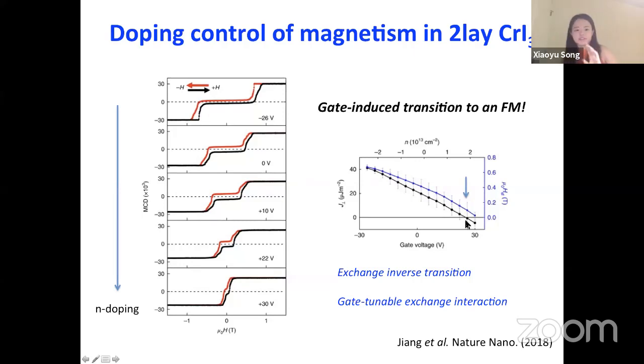Okay. Sorry to interrupt you. I think we can answer one of the questions. Yeah. One question from Powell. Are the transport properties of chromium triiodide affected upon doping? Is it becoming more metallic?